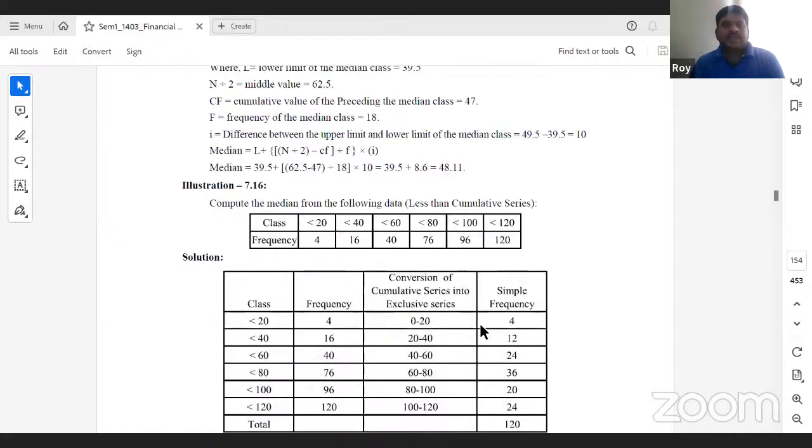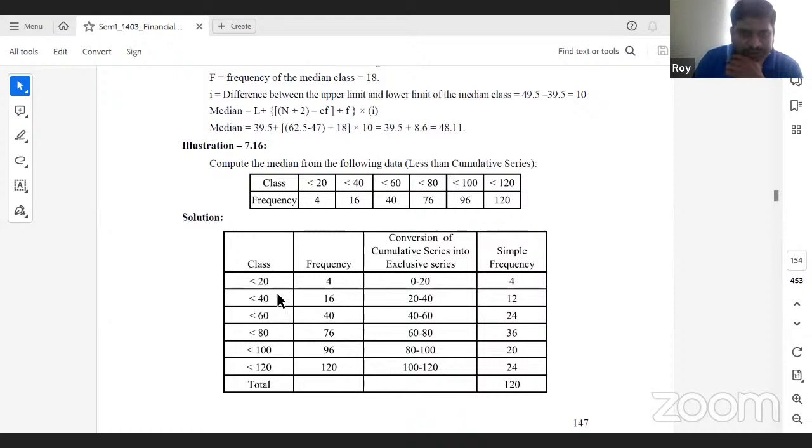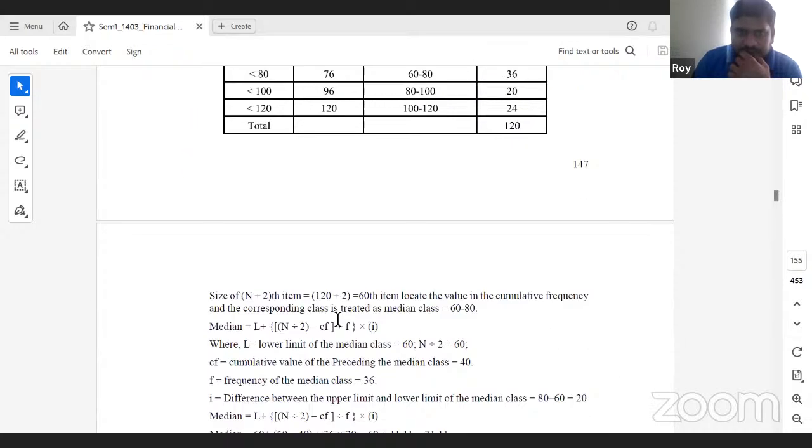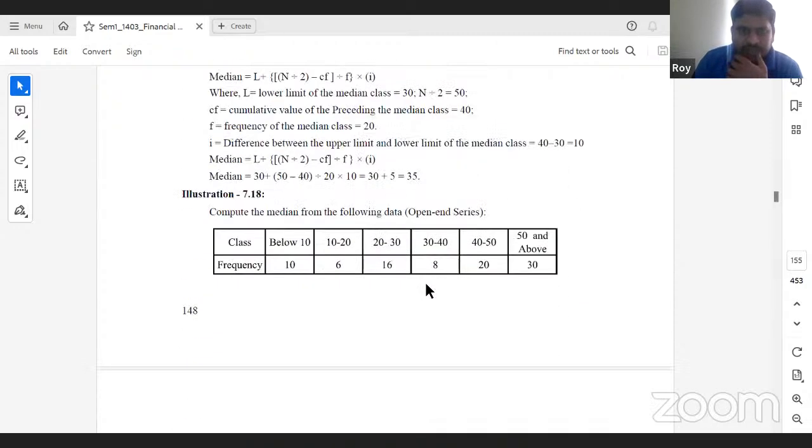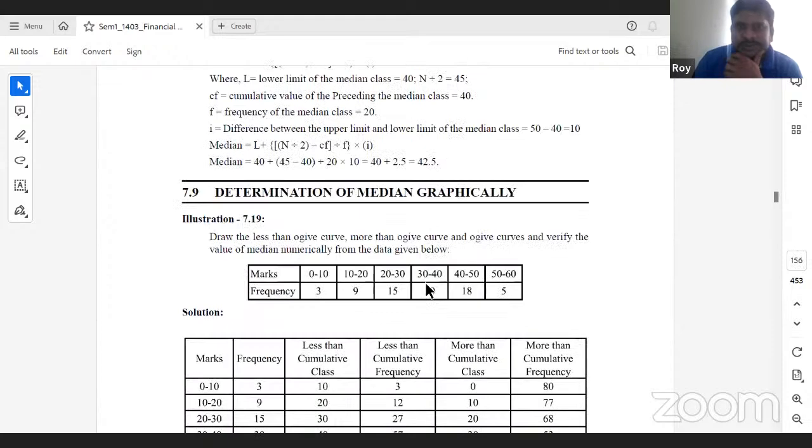Okay, right. This is another example. Compute the median from the following less than cumulative series. Again, this is given. Now we need to convert the cumulative series into the exclusive series. Okay, 0 to 20, maybe less than 20, but 0 to 20, and this. And our remaining simple frequency is this, for the 12, 24, and this. And the method is the same. Again, the formula, get this value, and you will get the value. Okay, the same answers. You can see those examples later.